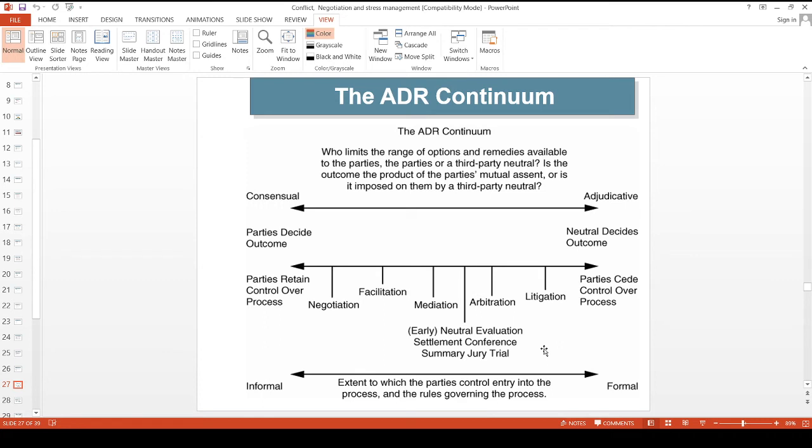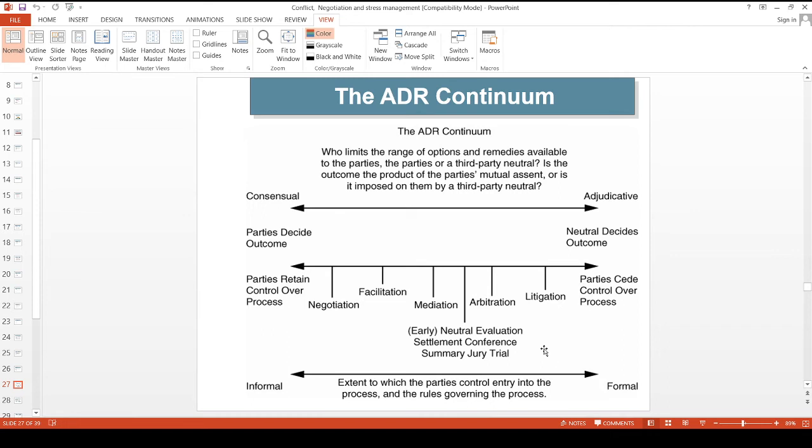So at the extreme where we use the more informal approach, both parties can discuss with each other to resolve the issues between them. On the other extreme is the formal approach, in which the parties cede control over the process, so there is no control with the parties. They cannot decide about the dispute between them, but a third party, the court, or the authority will decide about the dispute between the two parties. So these are the two extremes.